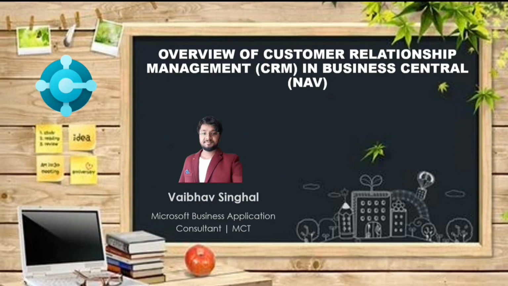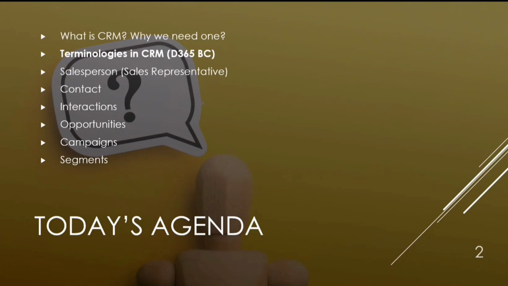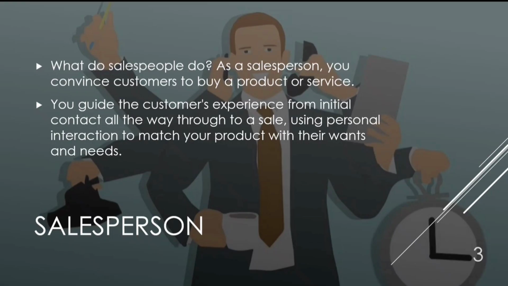So let's start. So these are today's agenda. If you see here, I have mentioned from the initials. So first one is what is CRM, then terminologies in CRM: salesperson, contact, interaction, opportunity, campaign, segment. So these are the terminologies we basically use in CRM, and I would like to demonstrate how these terminologies are used in Business Central CRM. So quickly move to the next slide.